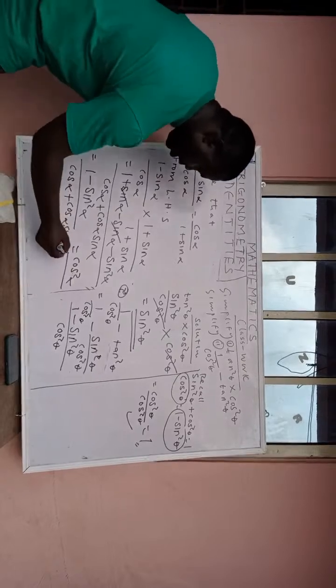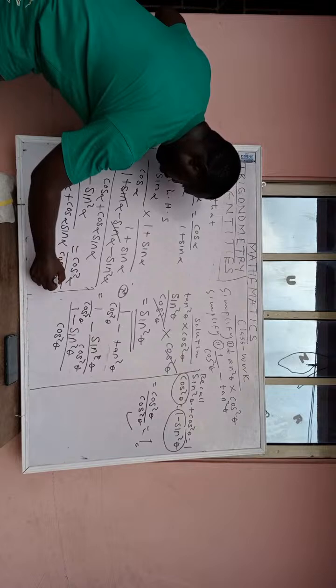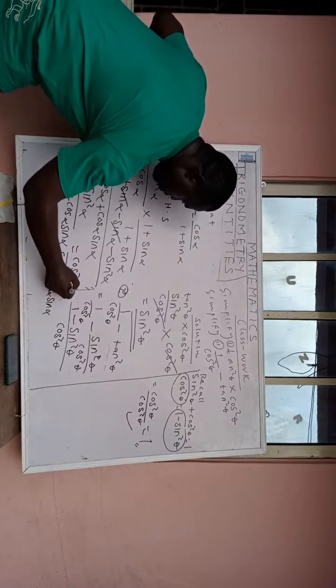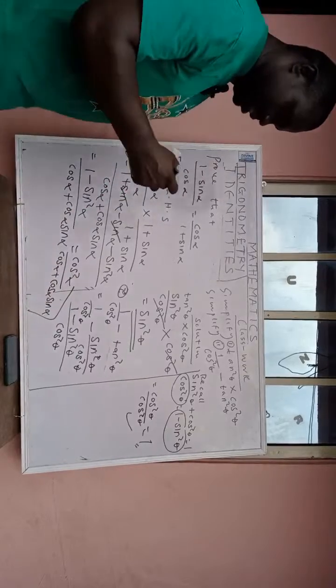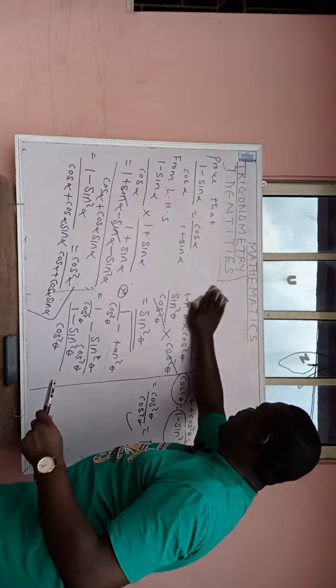And so here we have cos alpha plus cos alpha sine alpha. Please do not forget that. So I'm being systematic about it, and I'm sure you're following.